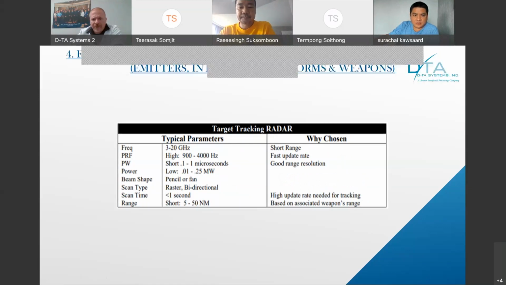For target tracking radar, you're going to be looking at anywhere from 3 to 20 gigahertz. PRF is going to be usually high, from 900 up to 4,000 hertz, for a fast updating rate. Again, the higher the frequency, obviously the shorter the range. Your pulse width is generally going to be short. Your power will be lower, specifically because it's not focusing on a large area or a long range. You're looking at a pencil beam again, usually raster or bidirectional. Scan time is usually less than 1 second, and the range again is going to be 5 to maybe 50 nautical miles.